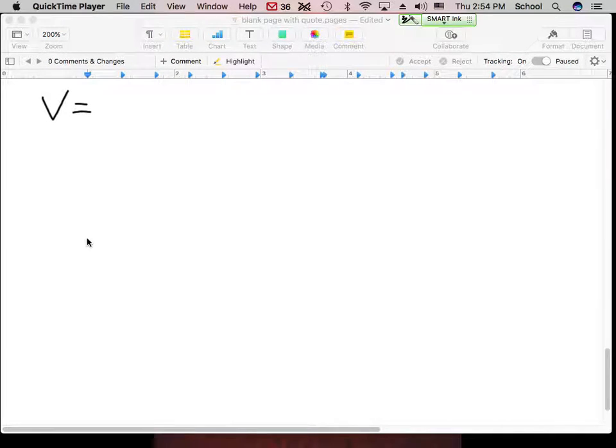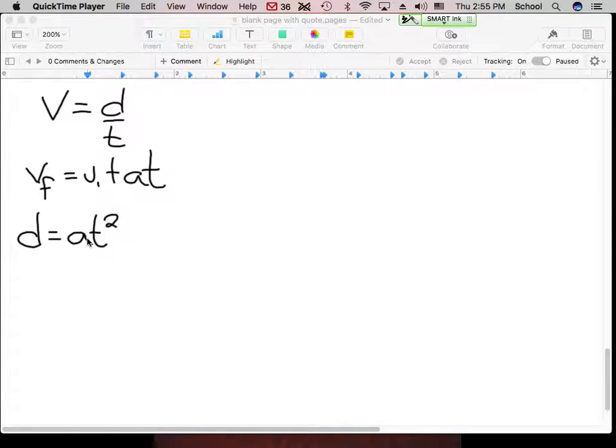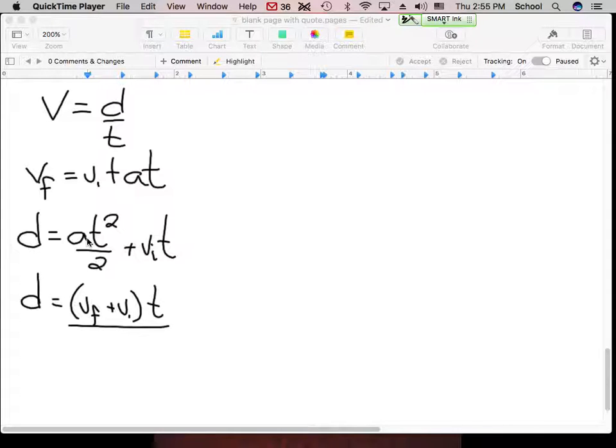The five kinematics formulas that we learned last year were v equals d over t, and vf equals vi plus at, and we had d equals at squared over 2 plus vi t, and we had d equals (vf plus vi) times t over 2, and we had vf squared.